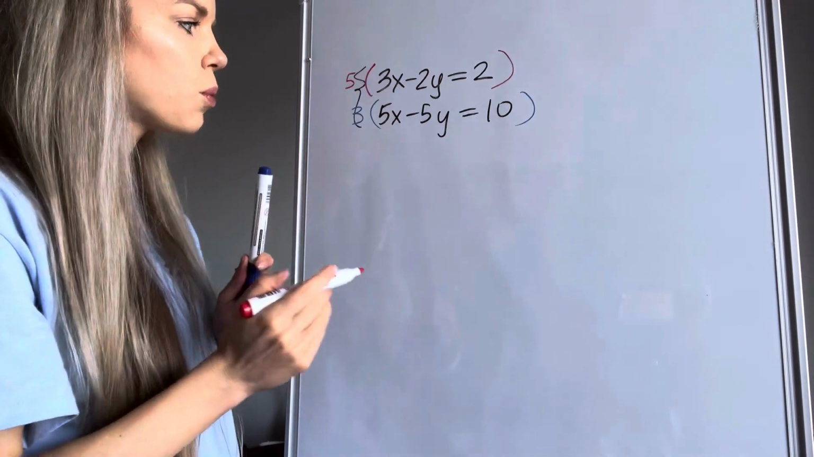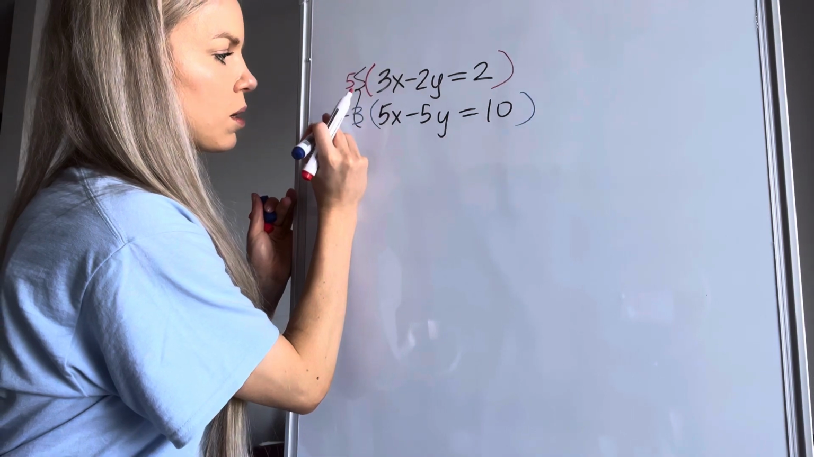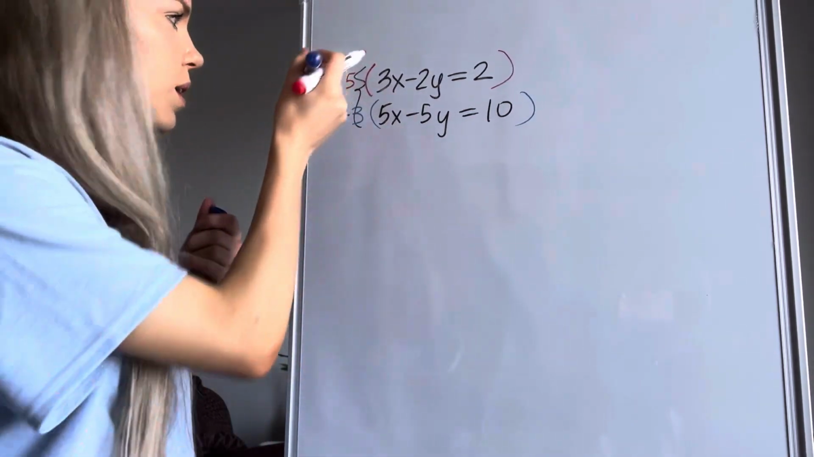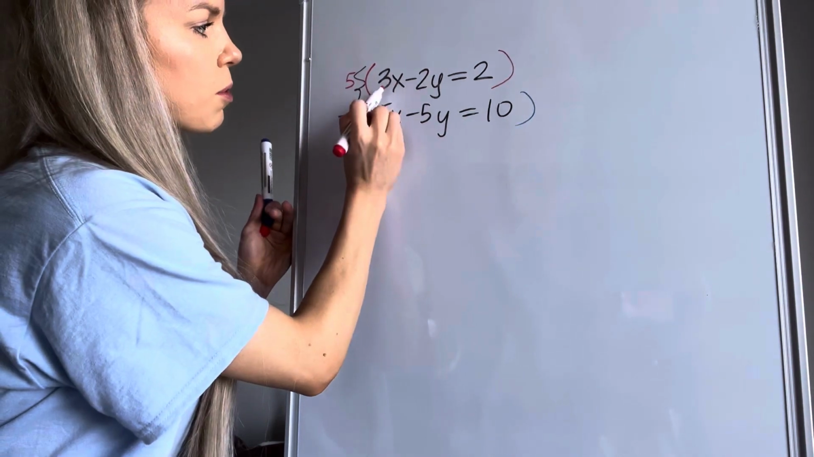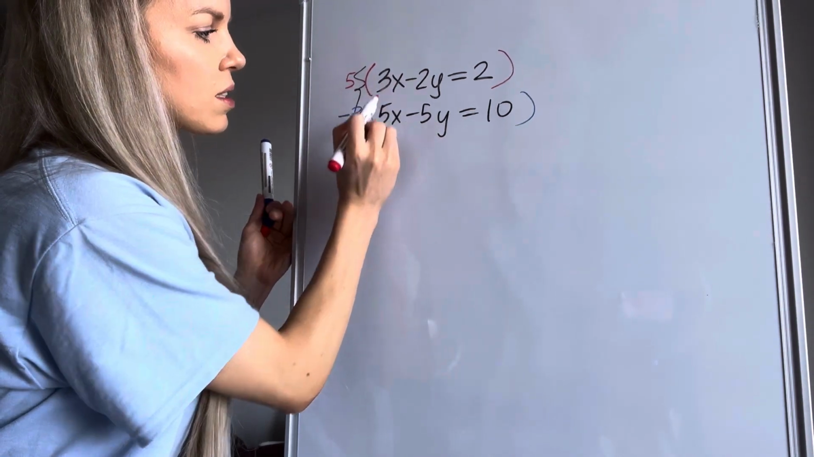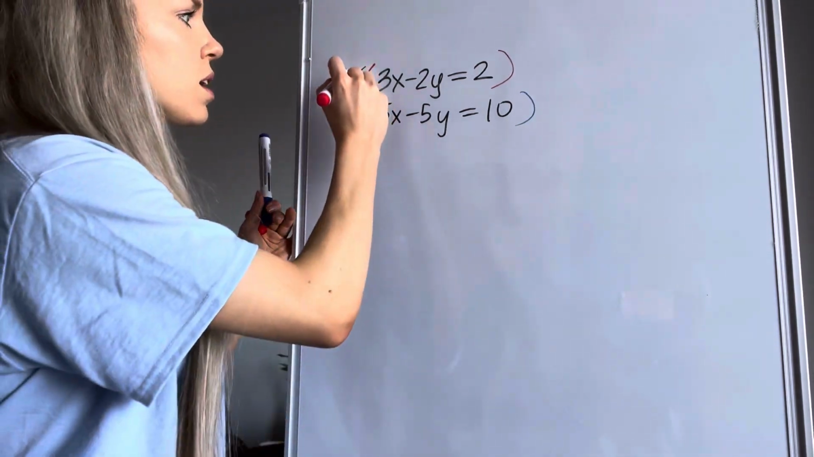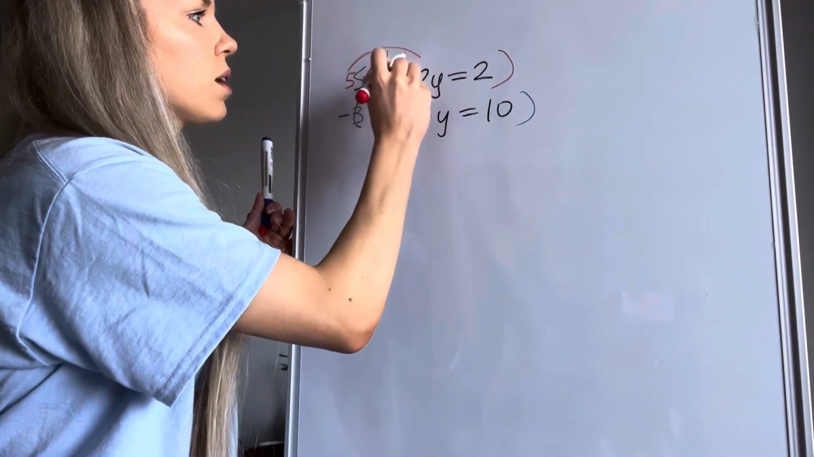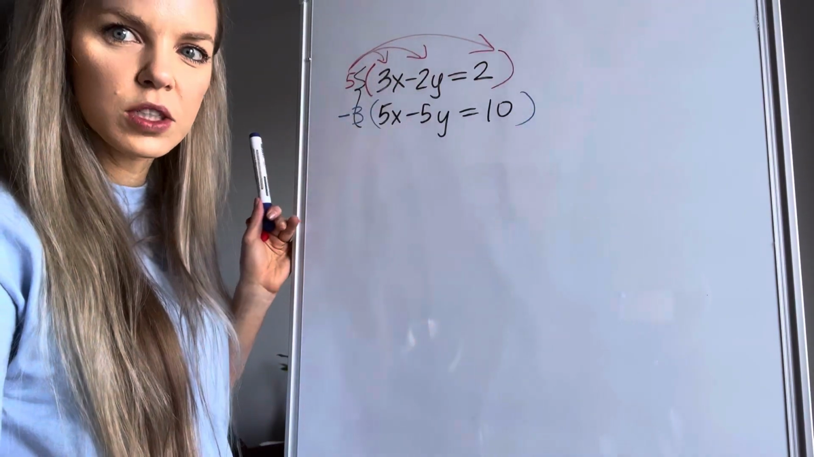And so we need one of them to be negative. It doesn't matter which one. I'm going to pick the bottom one, but you could have made the 5 negative. That way, for the top equation, I'm going to end up with a 15x, and for the bottom equation, I'll have a negative 15x. So when you multiply, you have to multiply it to all three places. That's called scaling an equation.